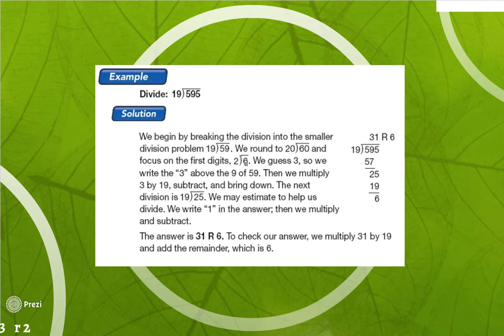2 goes into 6 3 times. And so you're going to use 3 as your first number to divide. So 19 goes into 59 3 times. 59 minus 57 is 2. Bring down the 5. Now, how many 19s go into 25? Or if this was 20, how many 20s would go into 25? Only 1 could go in there. And so 25 minus 19 equals 6. So you have 31, remainder 6. Now, to check your answer, you multiply 31 times 19 and then add 6, and you should get this 595.